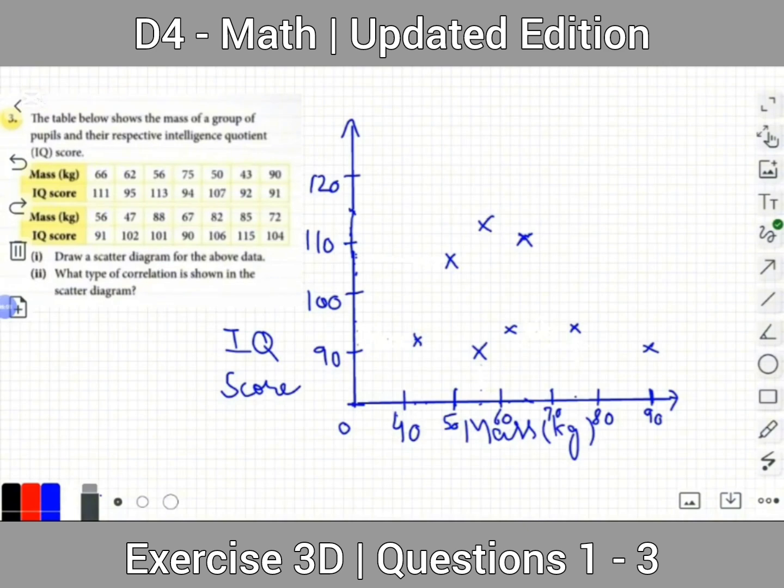Now for ordered pair 47 and 102, here we have 47, 42, 44, 46, 48. So here we have somewhere 47 here, 47 and 102. Here we have 102, so we'll put a cross here.